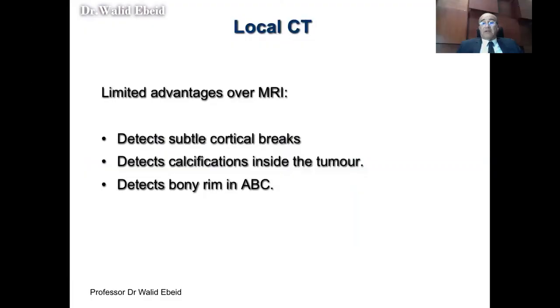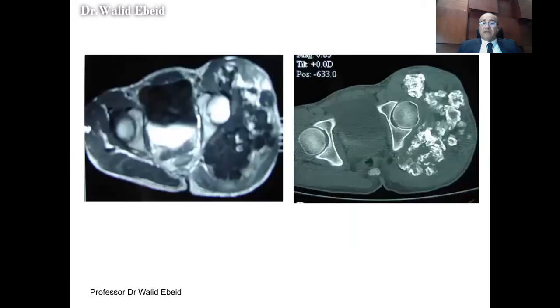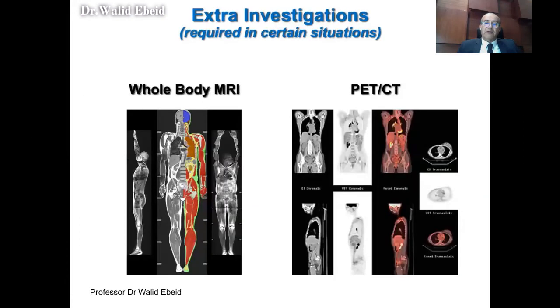The CT is not of value in local assessment of the tumor like the MRI. It just has an edge when there is a pathological fracture or when there is calcifications in the tumor. But an MRI is by far more superior. CT is of value maybe in assessing cartilaginous tumor, like in this case with the chondrosarcoma of the proximal femur.